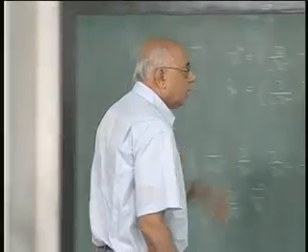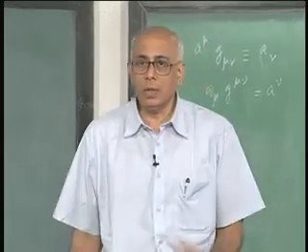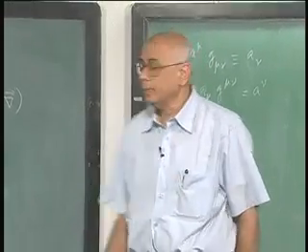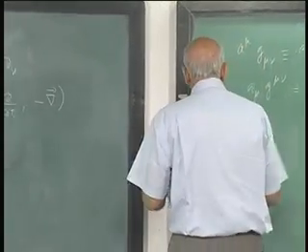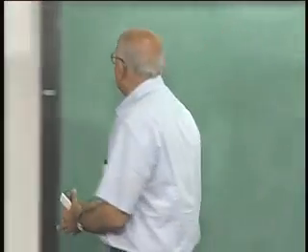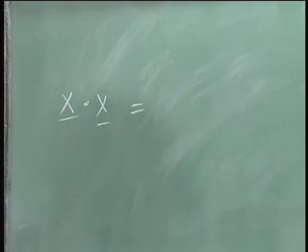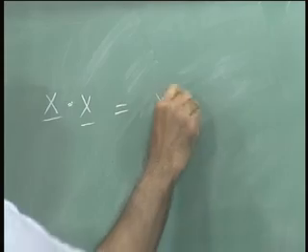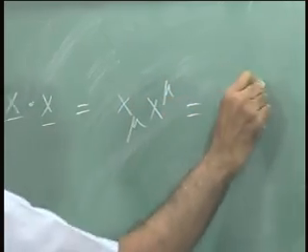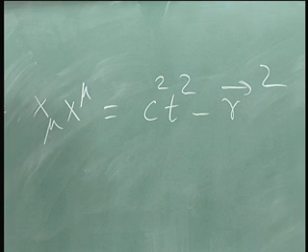So with this caveat, we can now start writing down all the rules that we know, all the laws that we know in relativistic form, provided we identify the right quantities always. So first, what is x·x equal to? This stands for x^μ x_μ, and as you know this is c²t² − r² in a given frame of reference.